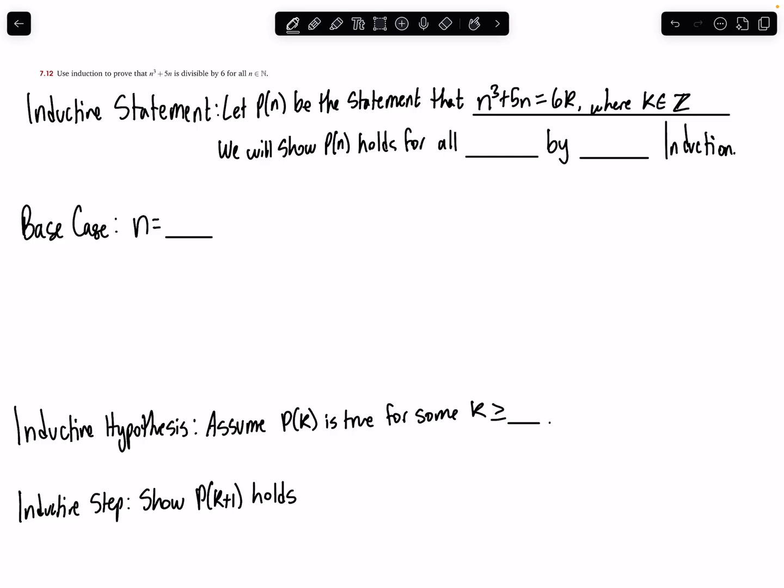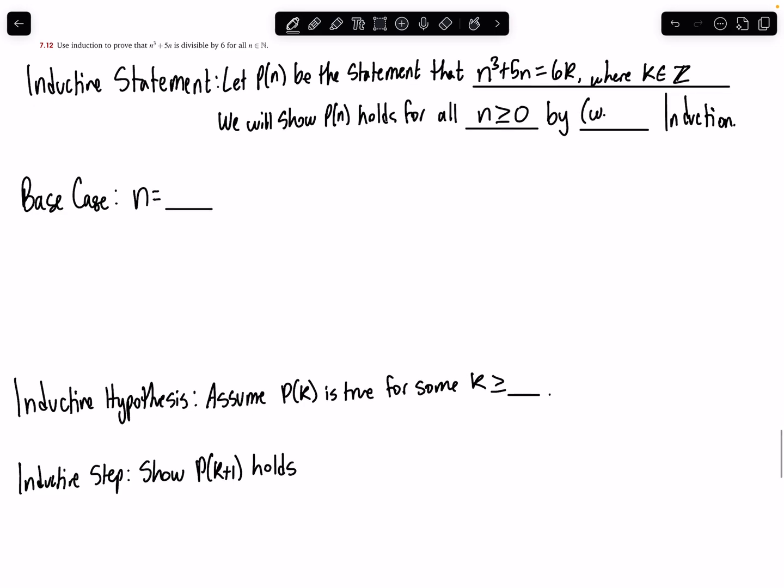Okay, our next blank is we will show P of n holds for all. In this case, they don't give us a starting point, but they say for all n in the natural integers. So we're assuming n is greater than or equal to 0. And like I said before, we're going to be using weak induction for this particular problem.